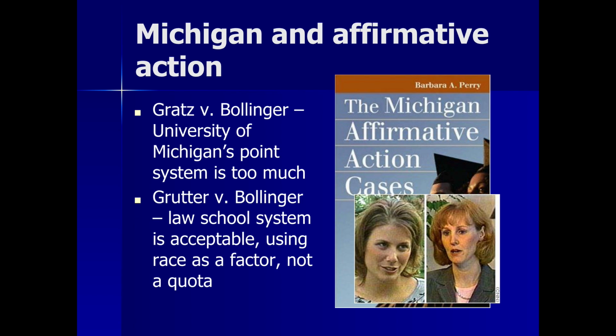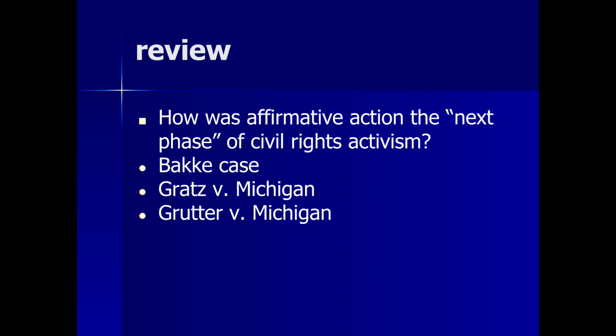All right, got a couple court cases. Gratz versus Bollinger. The undergrad point system, affirmative action that University of Michigan used was ruled to be unconstitutional. However, the law school system was seen as acceptable, where race could be a factor as long as it wasn't a quota. So Michigan, according to the court, was allowed to do what it did at the law school, but not the undergrad. All right, so I'll pause.